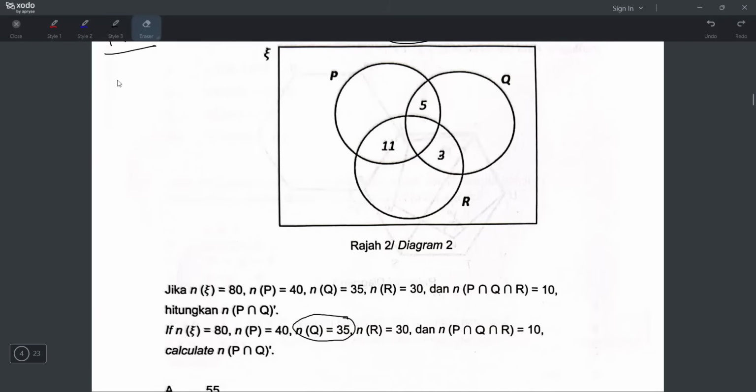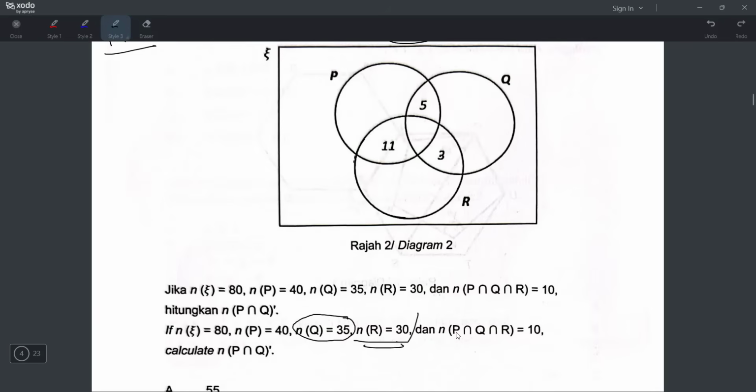Okay, and R is 30. Okay, R, they never said R only, right? So it's referring to the whole R. So it's here plus here plus here plus here. Okay, we cannot use this information also. Same reason because there's two region that we don't know. Okay, ada dua kawasan yang kita tak tahu. So kita tak boleh guna information ni.